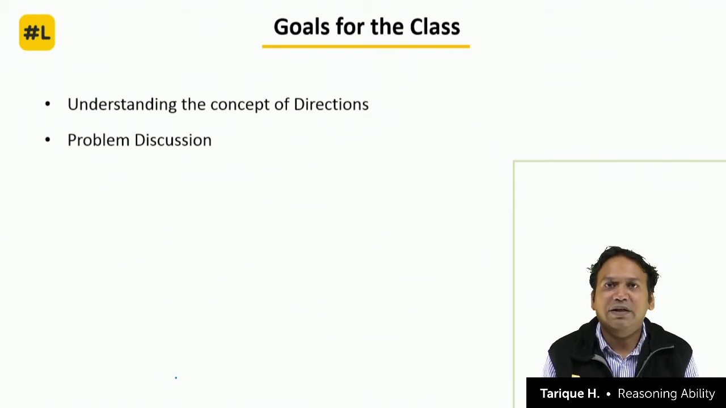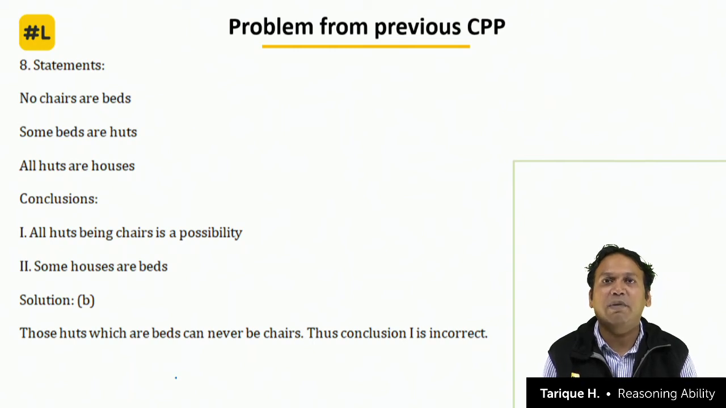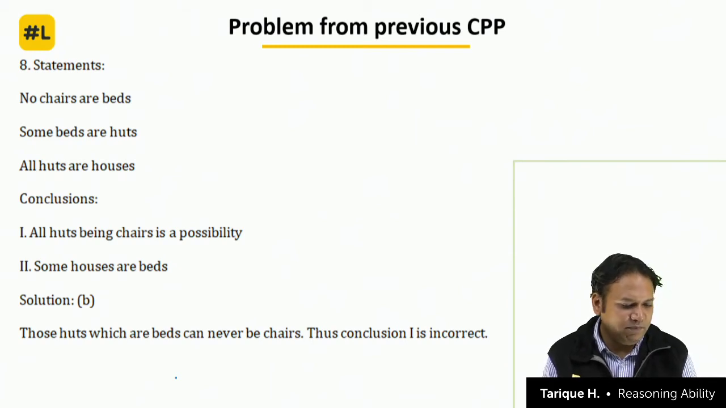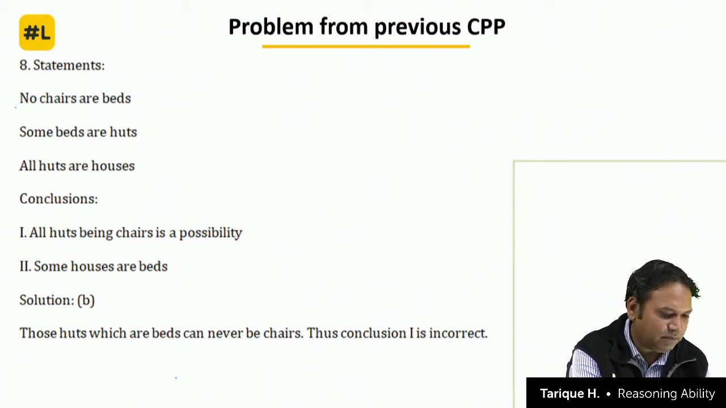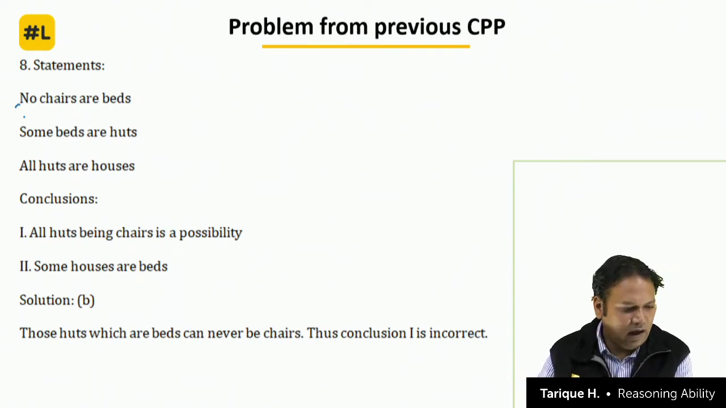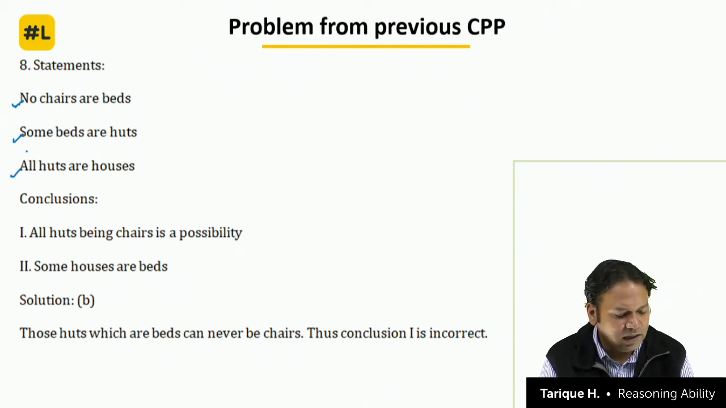Okay. So let's start, first of all, by solving the question from the previous CPP that most students got wrong. So here we have a question based on syllogism. Three statements are there. One is no chairs are beds, some beds are huts, and all huts are houses. Conclusions: all huts being chairs is a possibility, and some houses are beds.